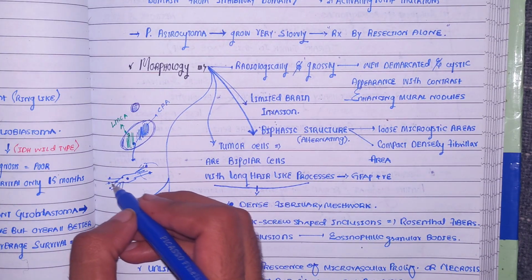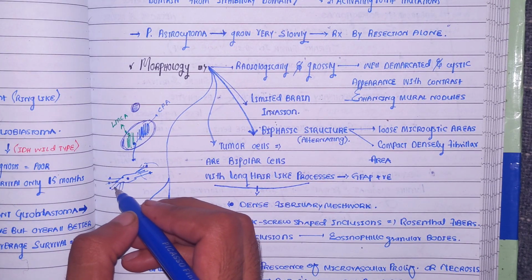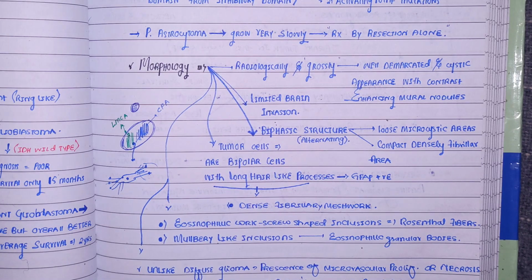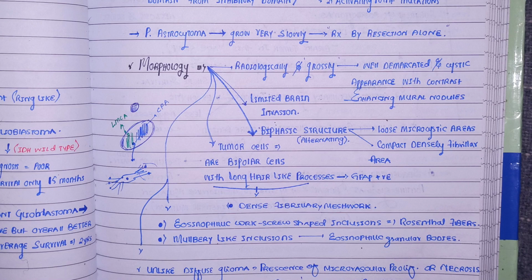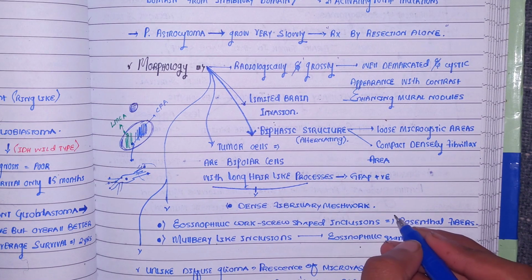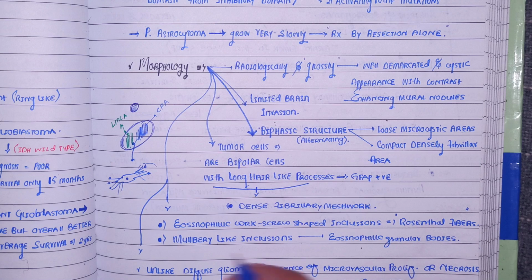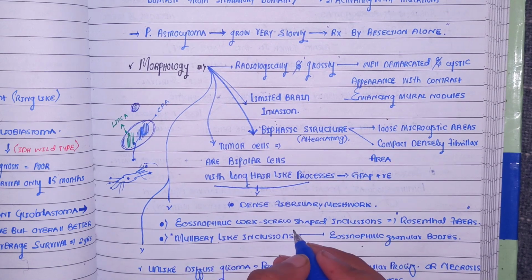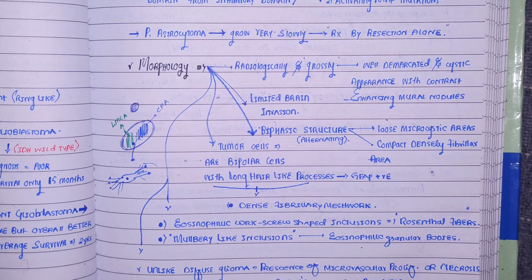From both the ends there are lots of hair-like processes coming out which are GFAP positive. Okay, in this way. Okay, what are the other properties of this pilocytic astrocytoma? Number one is the presence of the Rosenthal fibers, and number two is the presence of the mulberry-like inclusions, right?